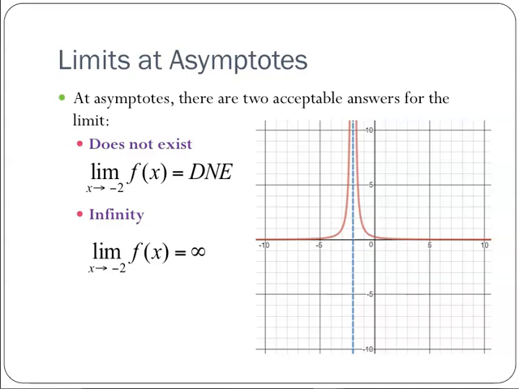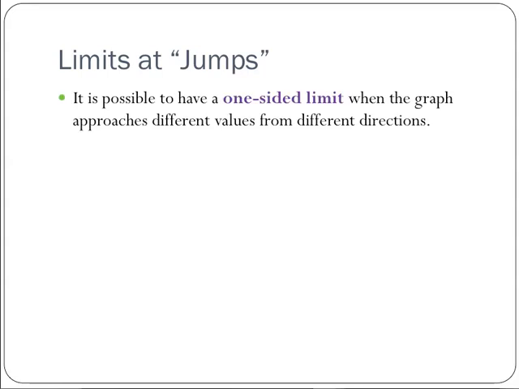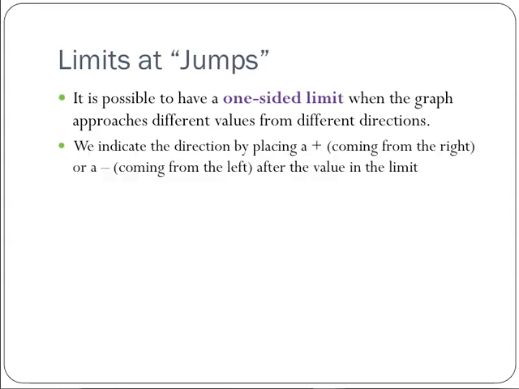Let's talk about limits at jumps. So for jumps, we said that the limit will not exist. However, it is possible to have what we call a one-sided limit when the graph approaches different values from different directions. And the way that we indicate which direction we're coming from in terms of the limit notation is we either put a plus, which means coming from the right, or a minus, meaning it's coming from the left, after the value in the limit.